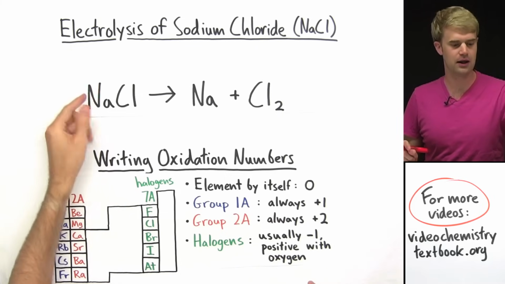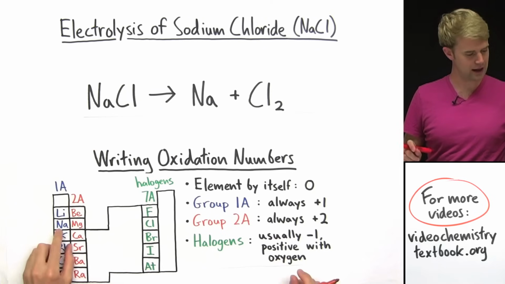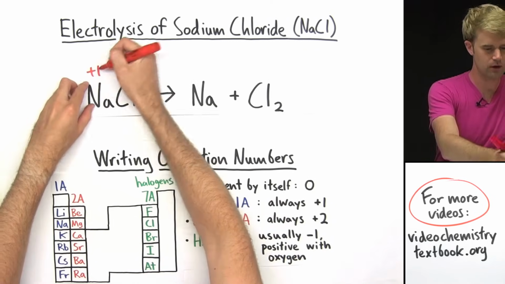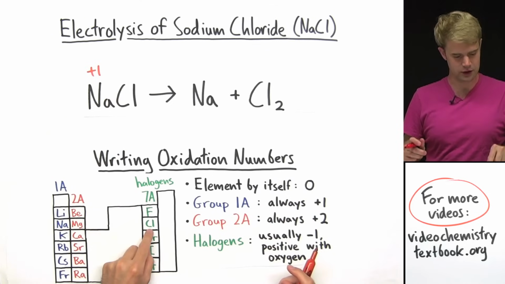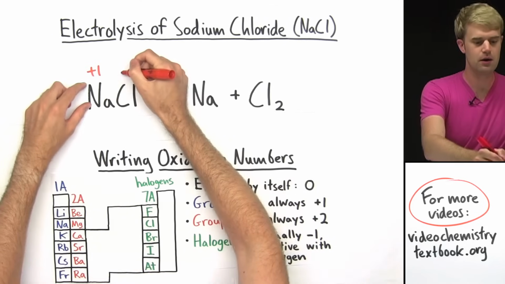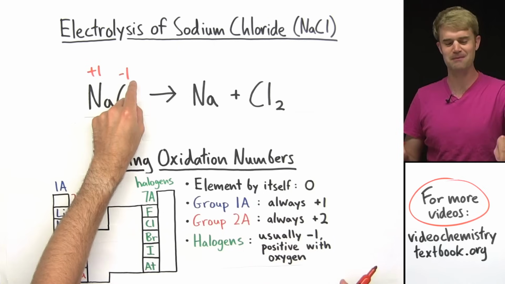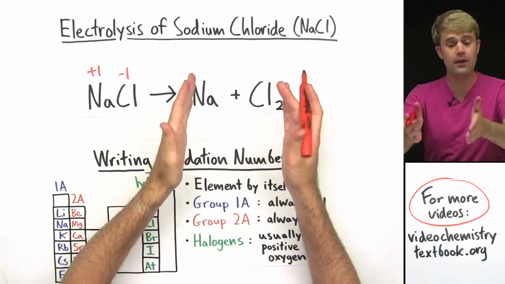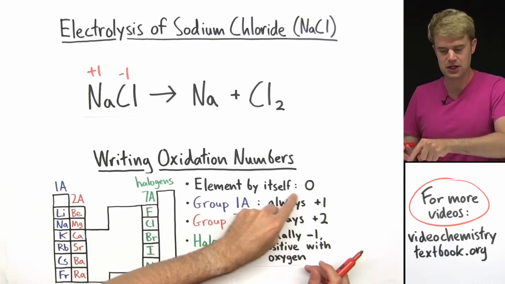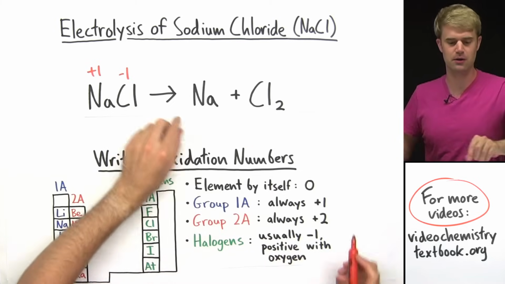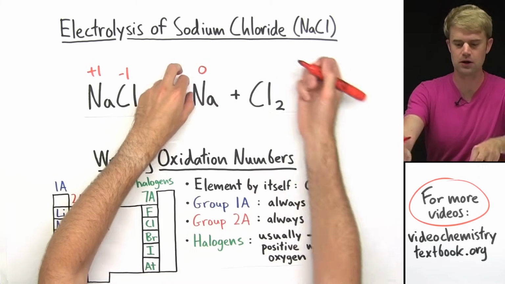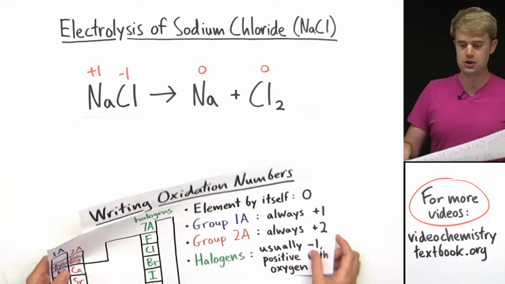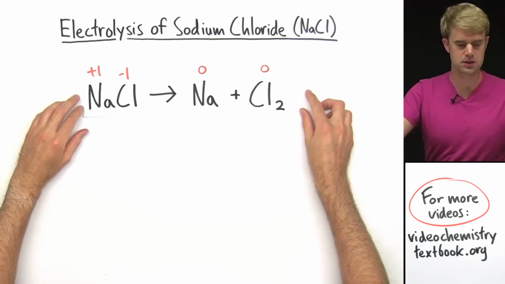So NaCl here is an ionic compound, sodium and chloride. Na is in group 1A, so it is always +1. Cl, chloride, is one of the halogens here, usually -1, positive with oxygen, definitely -1 here. And then on this side of the equation, we have sodium and chlorine on their own. They're elements by themselves. They're not bonded to any other elements. So Na over here is going to be 0, and Cl2 over here is going to be 0 as well. Okay, so those are the oxidation numbers for these elements.